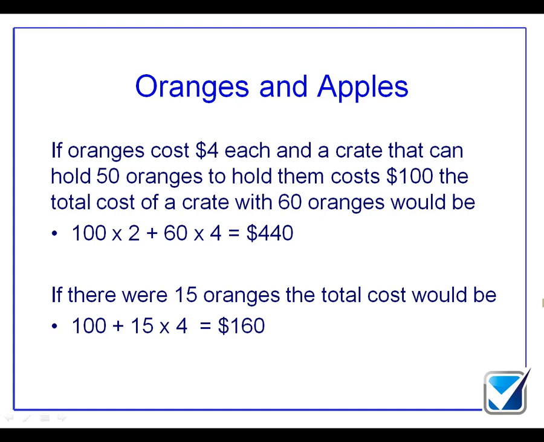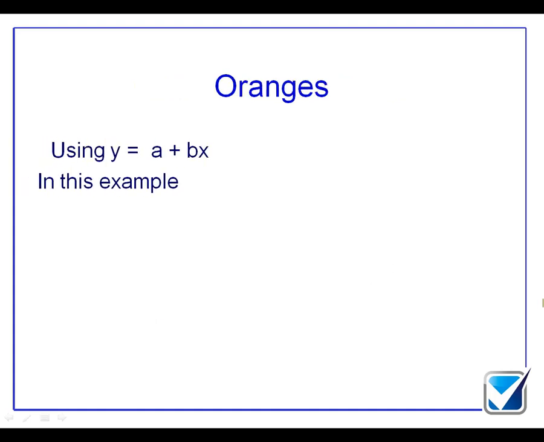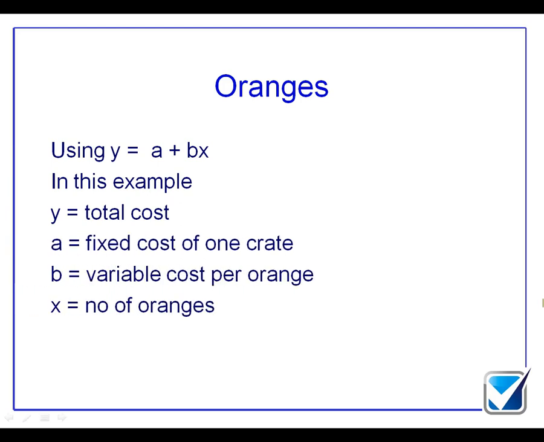There's the issue. We're still going to be using our algebra, which is y equals a plus bx. And this is what all of our different variables mean. You should remember this from the first example. So y is my total cost, x is the number of oranges, a is my fixed cost, and b is my variable cost. Now what's going to happen is we're going to have 2 different equations.